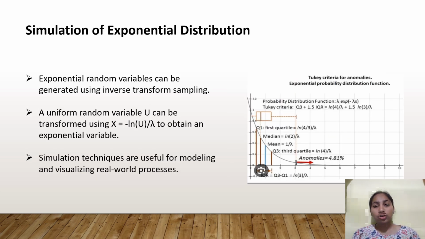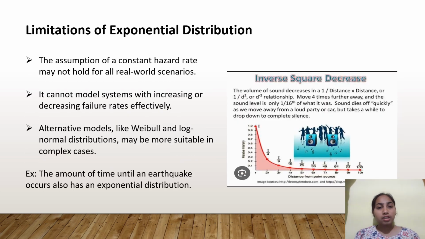And then we will move on to the next slide, that is the limitations of the exponential distribution. In that, the assumption of a constant hazard rate may not hold for all real world scenarios. It cannot model systems with increasing or decreasing failure rates effectively. Alternate models like the Weibull and the normal distributions may be more suitable in complex cases. For example, the amount of time until an earthquake occurs.